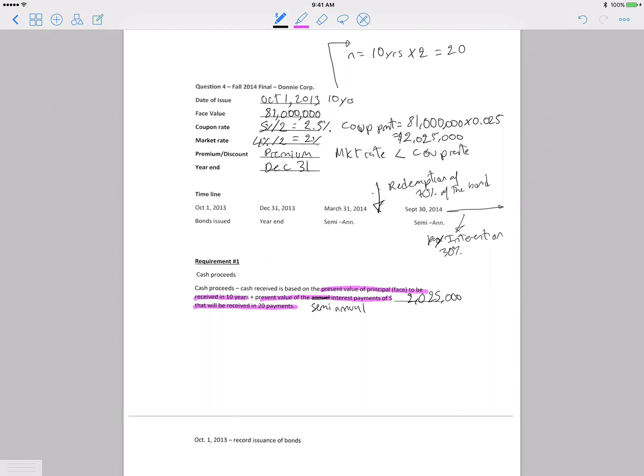The first step, when we want to calculate the present value of the principal, is to take the face value of the bond multiplied by the PV factor. You're going to find the PV factor at the end of your exam. There are the tables there, and you're going to have two tables, one for the principal and one for the annuity.